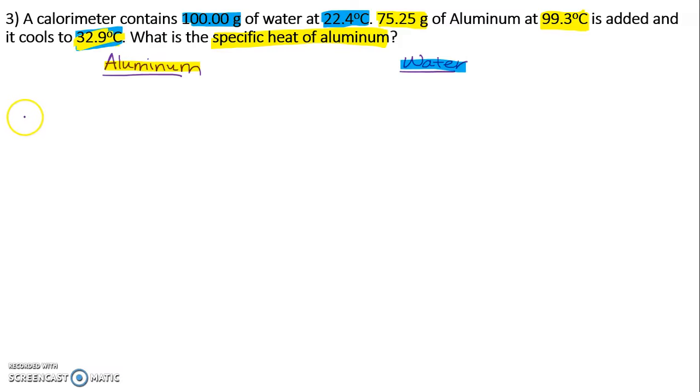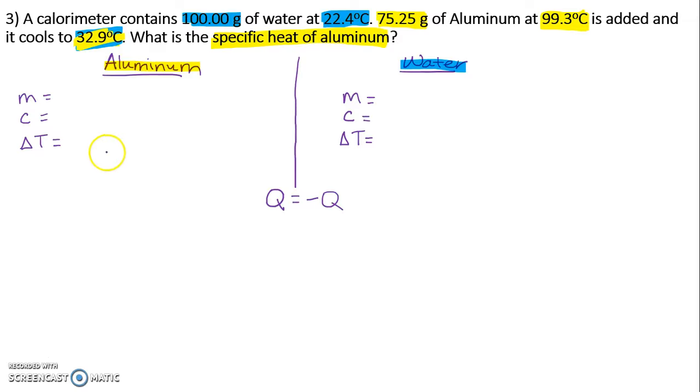From here, I'm going to organize my table with my givens and my unknowns. So what I'm going to do is just list mc delta T for both my water and my aluminum. And I have all of that information, or most of it, already set. But remember, I'm eventually going to use Q equals negative Q. So the water versus the aluminum. This is one side and this is the other side.